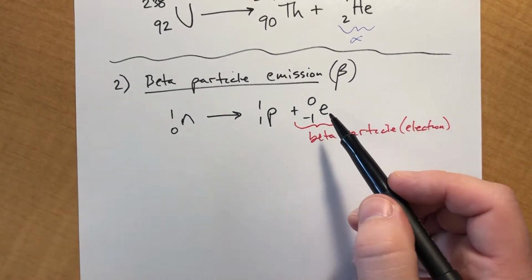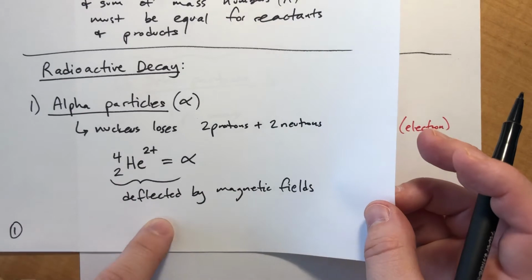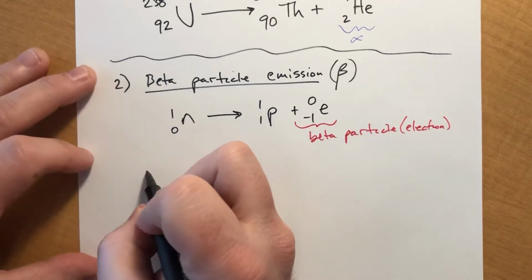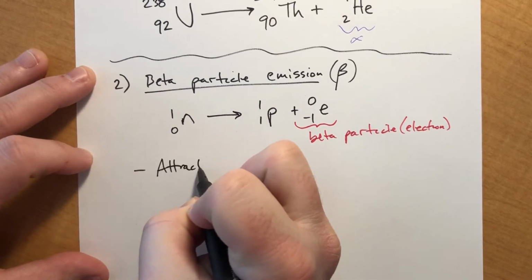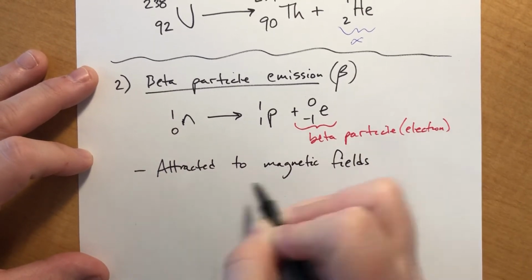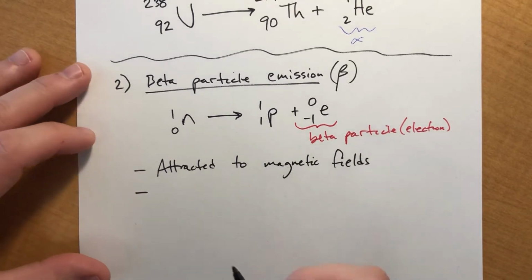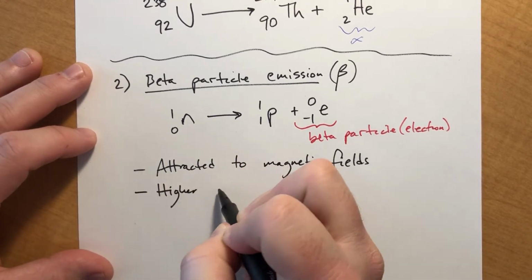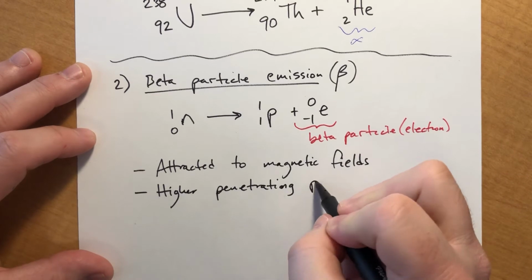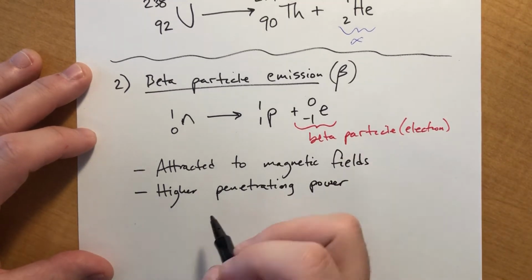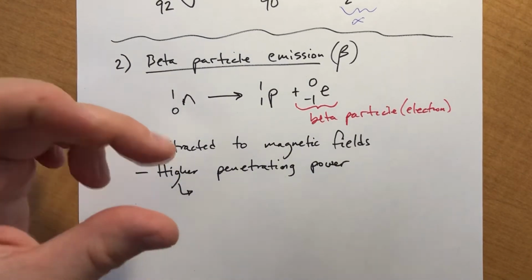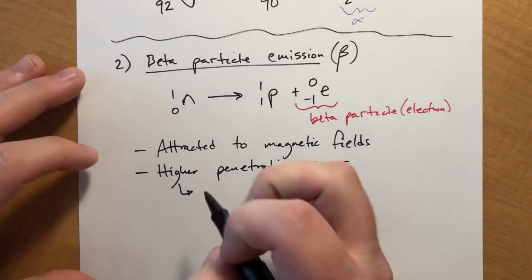Because it has a negative charge, we saw a minute ago that things that have positive charges are deflected by magnetic fields. They're basically pushed away. Things that have negative charges are attracted to magnetic fields. They have a pretty high penetrating power. They're more likely to get through your clothes and actually do some damage. The example most textbooks use is if you had a 3 millimeter thick piece of aluminum foil, like that heavy duty aluminum foil, that would be enough to stop it.